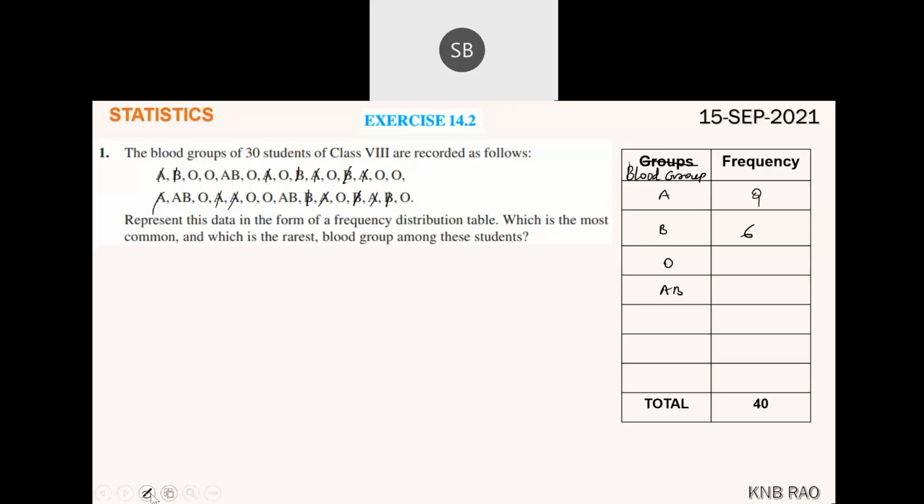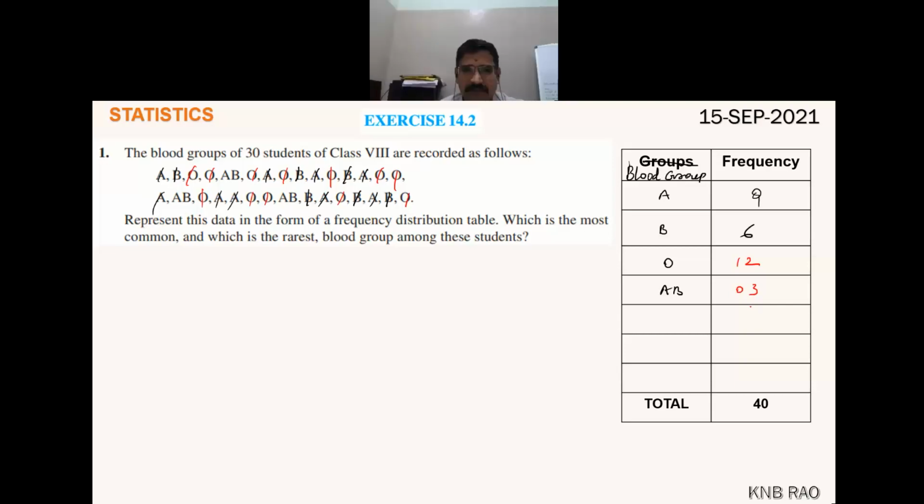Okay, so here you are making groups only. O: 1, 2, 3, 4, 5, 6, 7, 8, 9, 10, 11, 12. So AB is 3, sir, AB is 3.